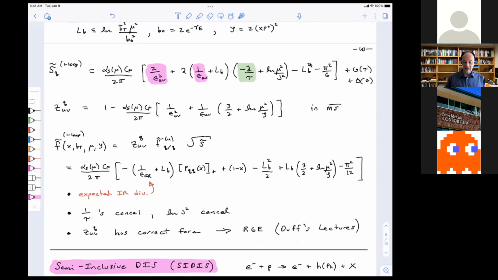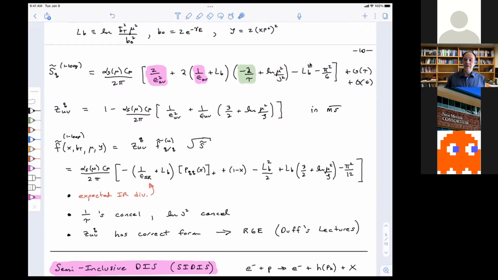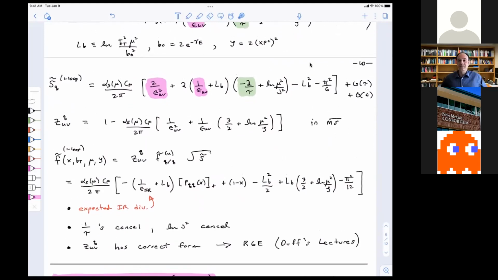All right, so that's the calculation. You can go further with this and derive renormalization group equations, and I'm going to leave that for Duff to do. But let me pause here again and take questions.